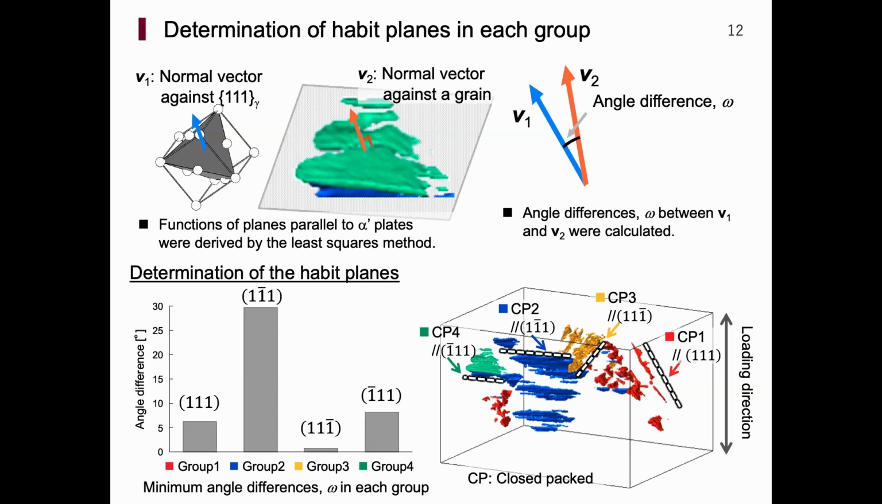So as a result, the 4 groups of martensite product, as mentioned before, had the habit planes along each 111 planes, which can be represented as 4 CP groups.